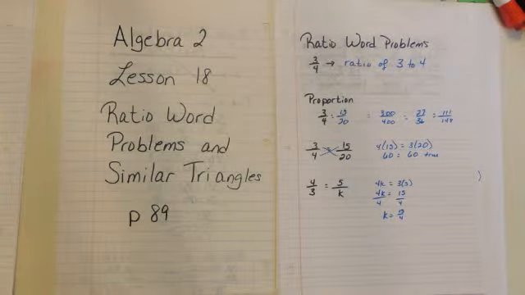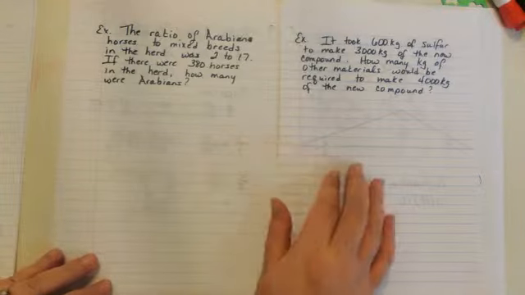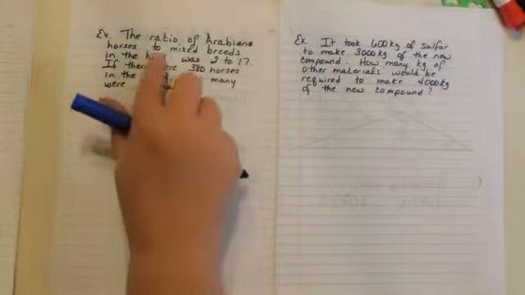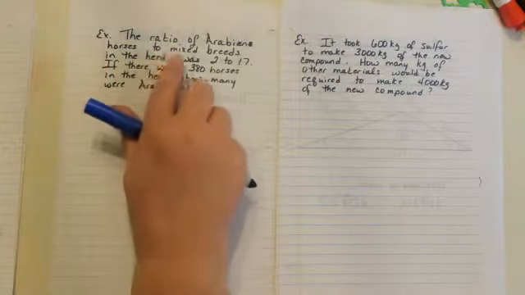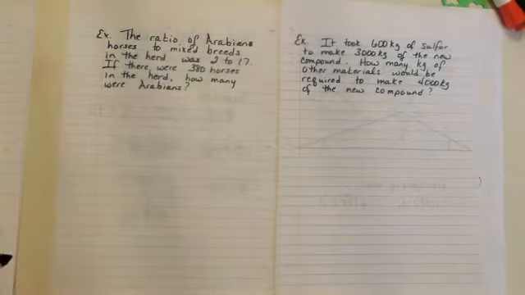Okay, let's try some problems. I want to point out this next problem is about horses, not about people. The ratio of Arabian horses to mixed breeds in the herd was 2 to 17. If there were 380 horses in the herd, how many were Arabians?